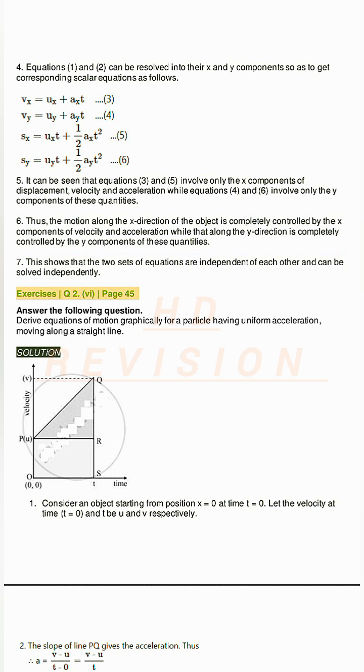Exercises Q2. Page 45. Answer the following question. Derive equations of motion graphically for a particle having uniform acceleration, moving along a straight line. Solution. 1. Consider an object starting from position x equals 0 at time t equals 0. Let the velocity at time t equals 0, and t be u and v respectively.